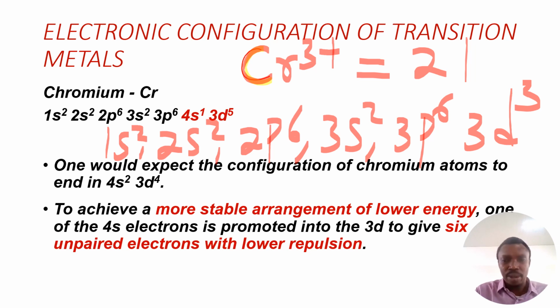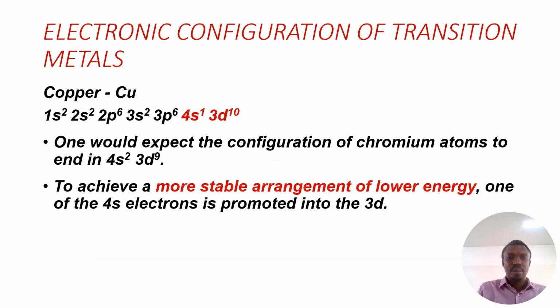These exceptions are a result of the closeness of the 3d and the 4s subshells. They are very close in energy. So please take note of that. It also occurs in copper, and we're going to look at that. The same process applies to copper, which is part of the exceptions as a result of the closeness of the 3d and the 4s subshells.